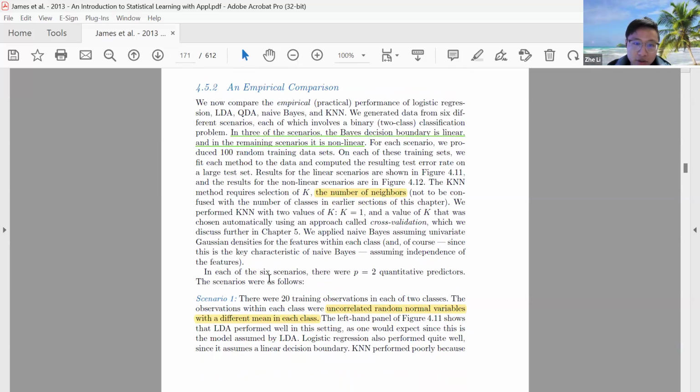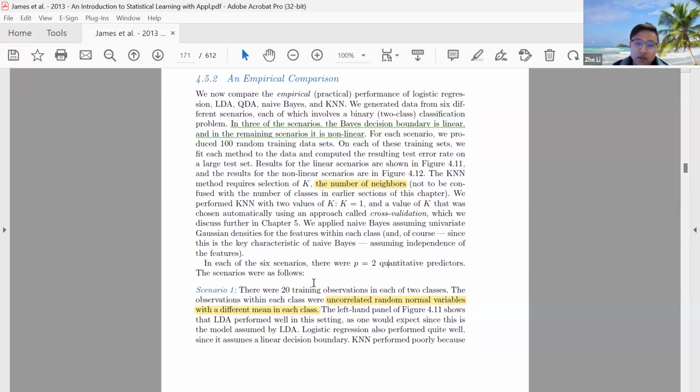In the book, the author discussed 6 scenarios. In the first 3, the Bayes decision boundary is linear, and in the other 3, the boundary is non-linear. All 6 cases have 2 predictors. In scenario 1, there are training observations, and the classification is binary. The observations within each class are uncorrelated, which means the observations across each class are independent.